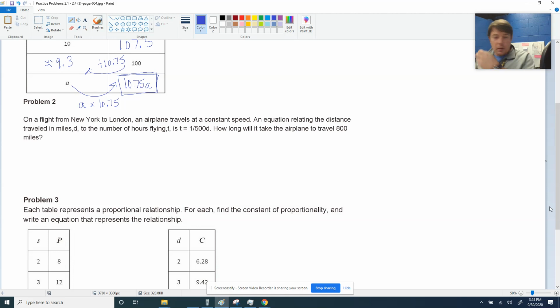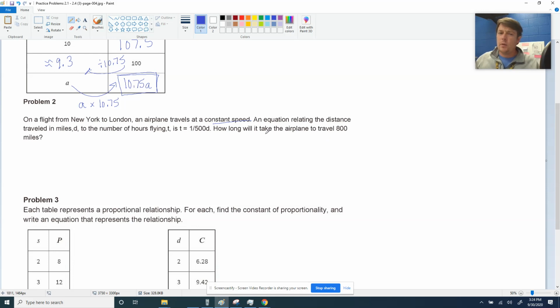Problem number 2, you're taking a flight from New York to London. All right, we're going across the pond, right? And this is a pretty long journey. The airplane's traveling at a constant speed, which tells you it's proportional. And they give us an equation. This is what we start on with Thursday. We're getting equations to represent these proportional relationships, okay?